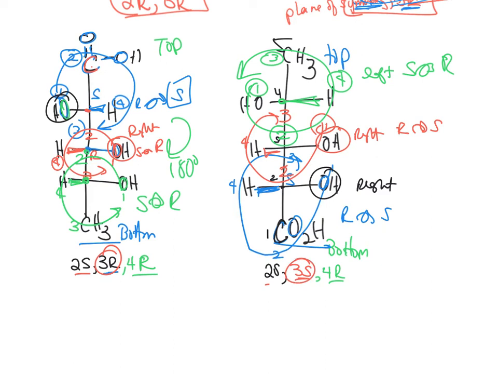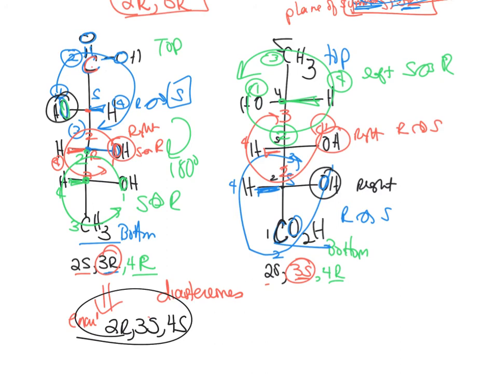So these are what? Diastereomers. What would be the enantiomer of this? It would have to be the opposite of S, which would be 2R. The opposite of R, which would be 3S. The opposite of R, which would be 4S. Those would be enantiomers. So these are diastereomers.